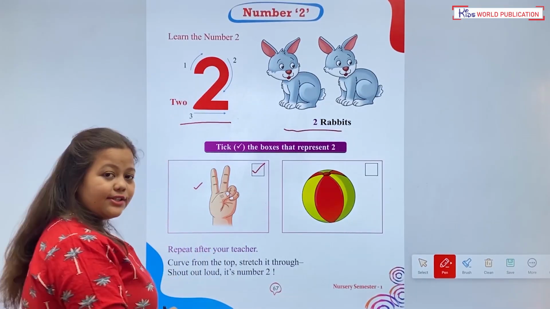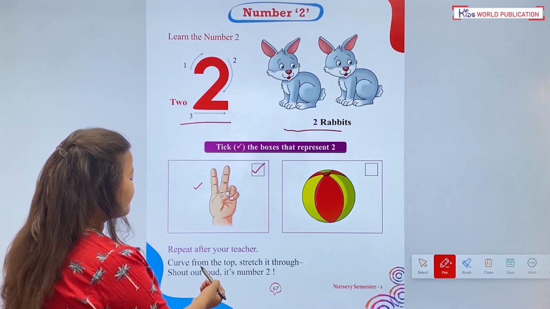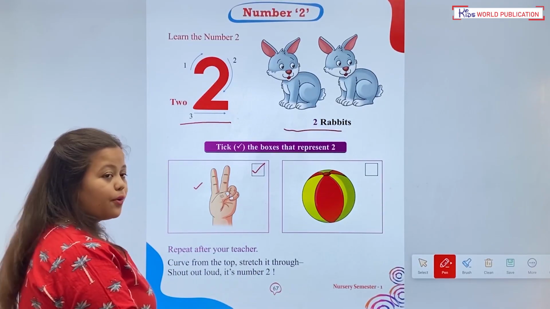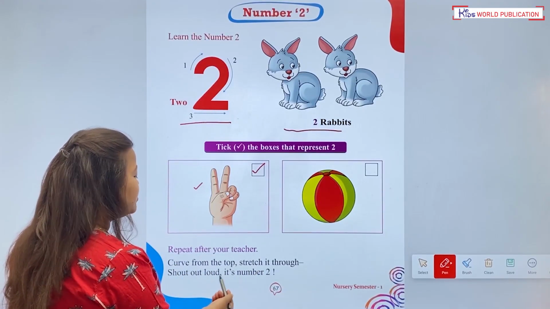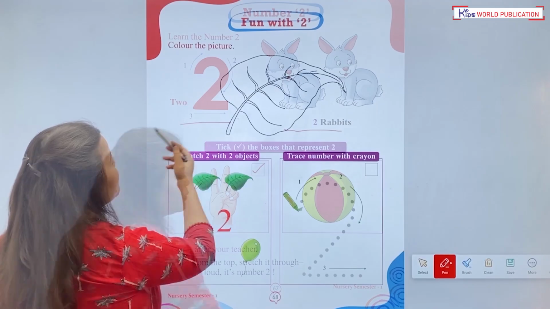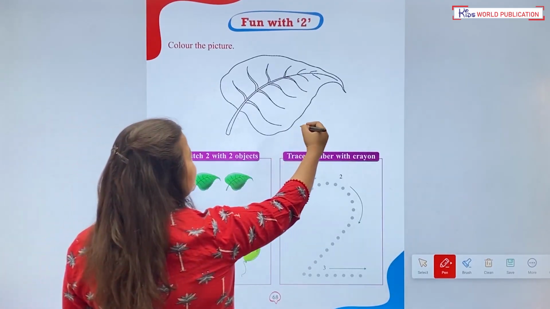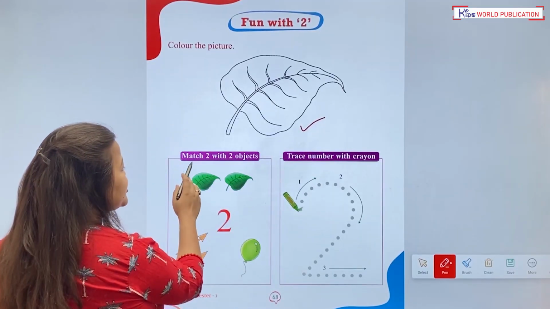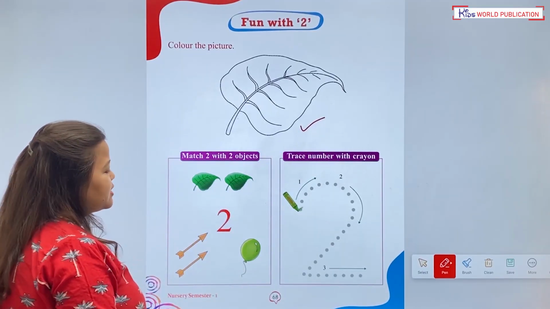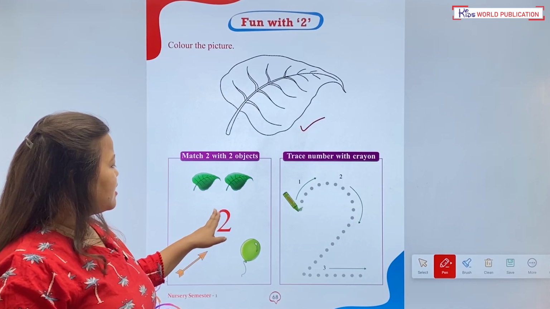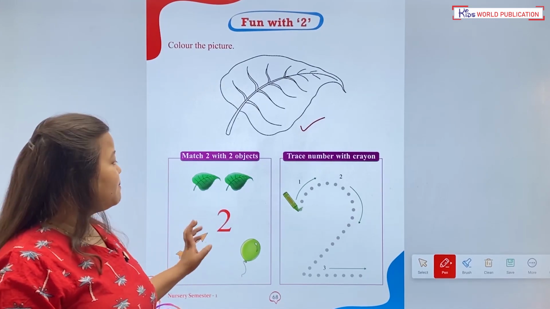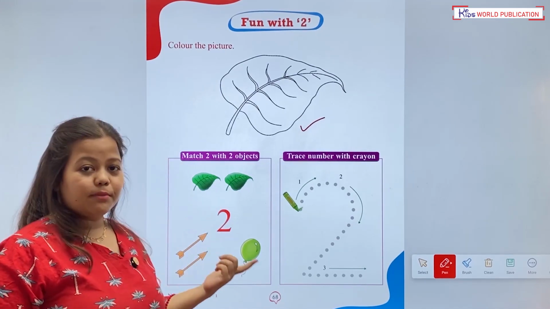Repeat after your teacher. Curve from the top, stretch it through. Shout out loud, it is number 2. Fun with 2. Color the picture. You will color this picture. Match 2 with 2 objects. So kids, this is the number 2. You will match the object which represent number 2.